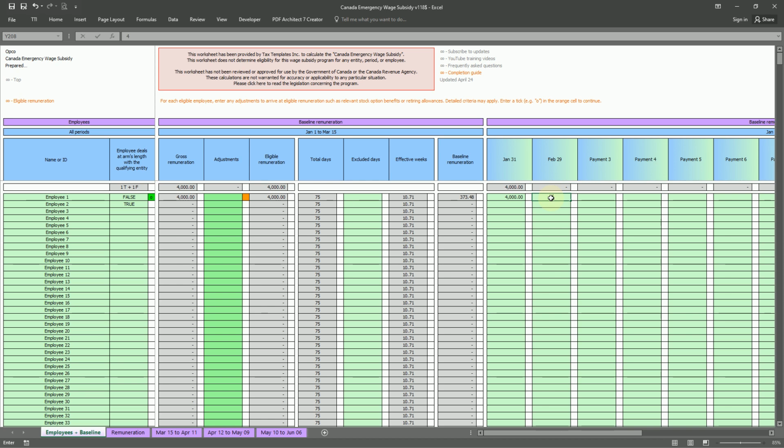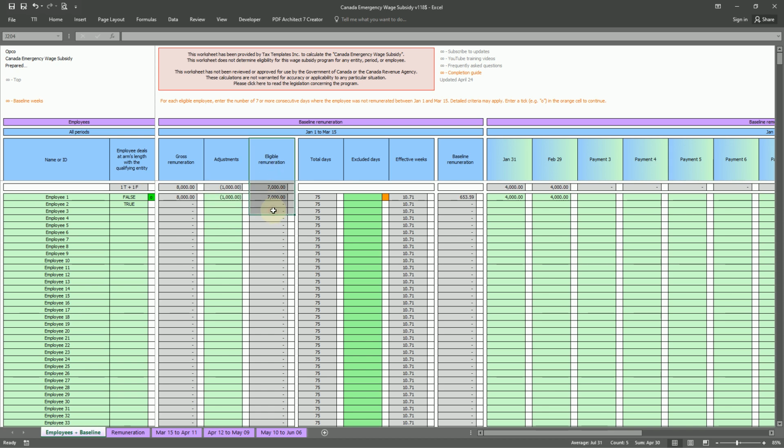If there are employees who are not paid on or before March 15th, which may include new employees, they will not have baseline remuneration. If there are adjustments required to gross remuneration, which for example may include stock option benefits or severance pay, these amounts can be entered in the applicable adjustments column to arrive at eligible remuneration.